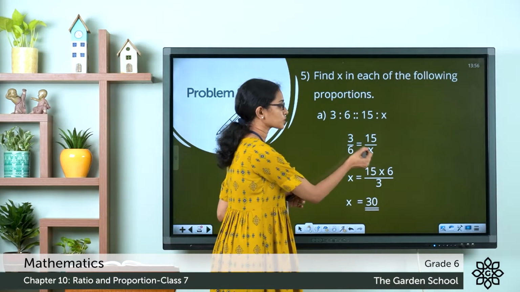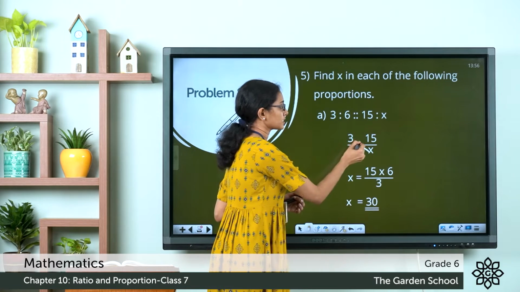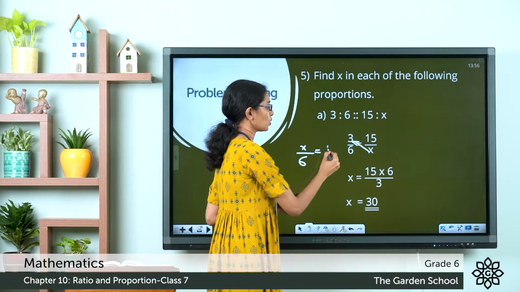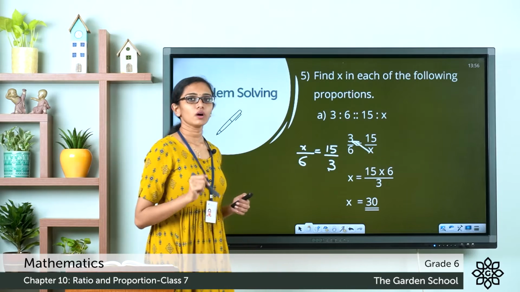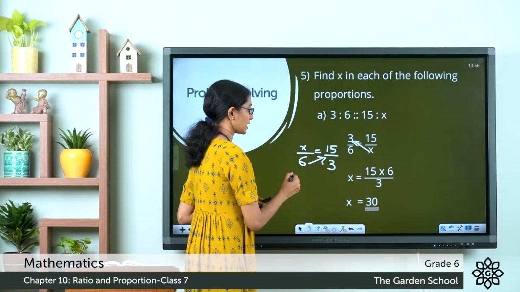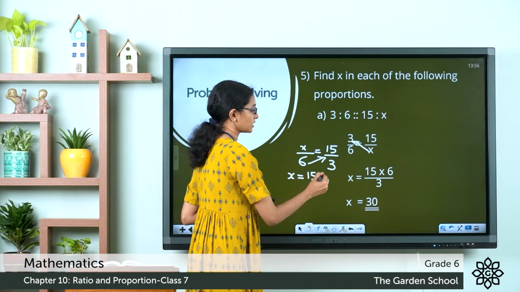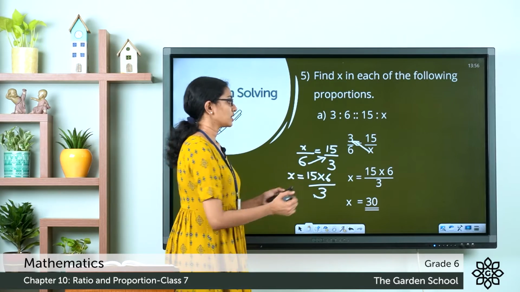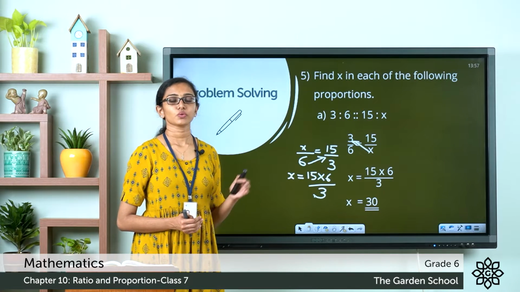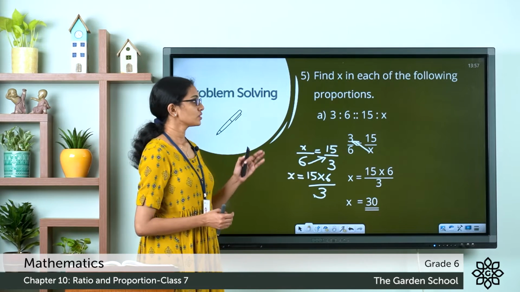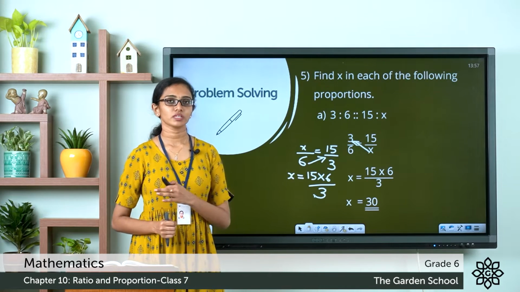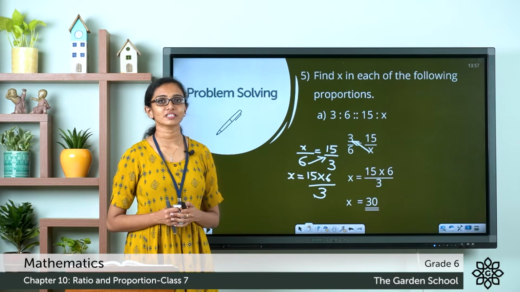First, let's cross multiply. I'm going to cross multiply this x. So here it becomes x/6 is equal to 15/3. Now let's take this 6 also to the right hand side. Cross multiplying this, we get x is equal to 15 into 6/3. When you simplify this, you get the value of x as 30. So x is equal to 30. Similarly, we have to find the value of x in each of the statements of proportions given here, and you may note down your answers in your notebook.